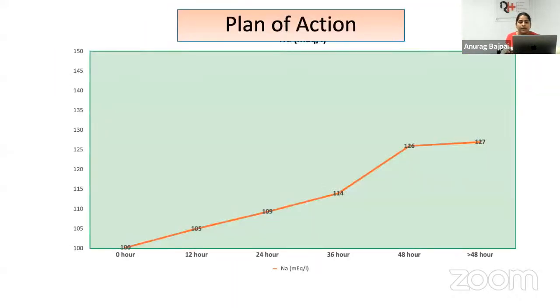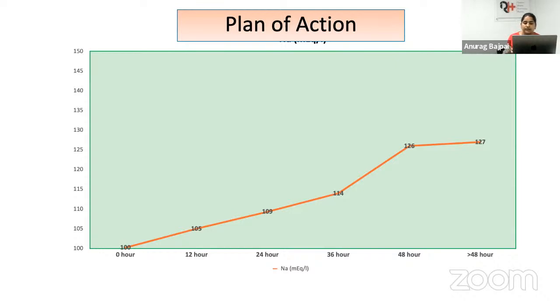So this is the normal pattern of the sodium rise that we commonly see if the hyponatremia is rapidly corrected. And the same pattern was observed in our patient also. She came with a sodium of 100, and after 48 hours, it rose up to 126. So the question arises, could we really prevent ODS? The answer is yes. We can really prevent ODS.